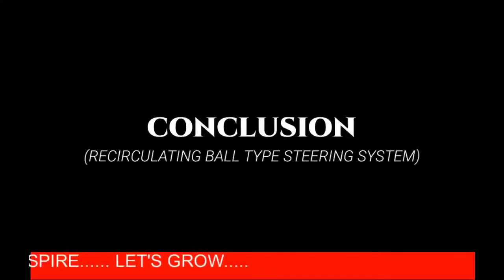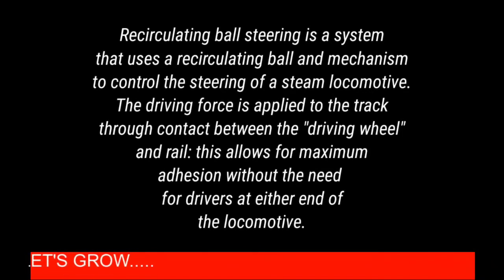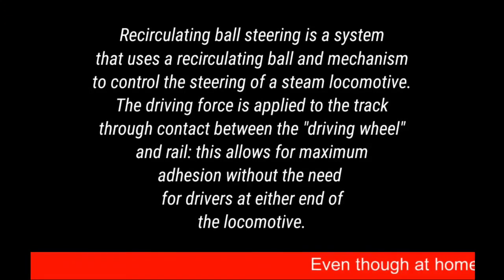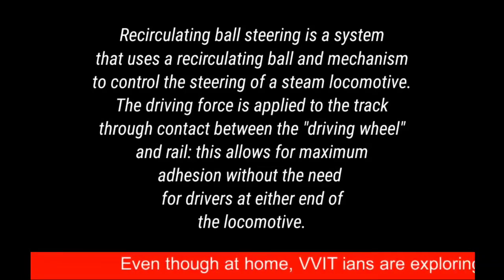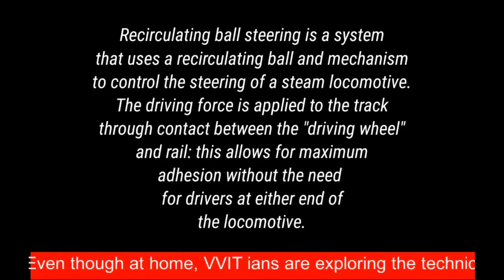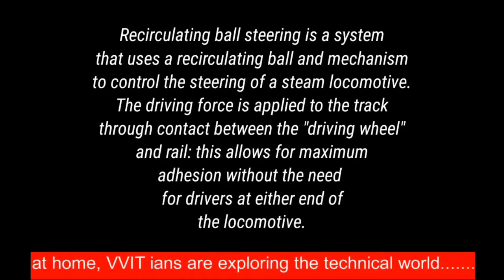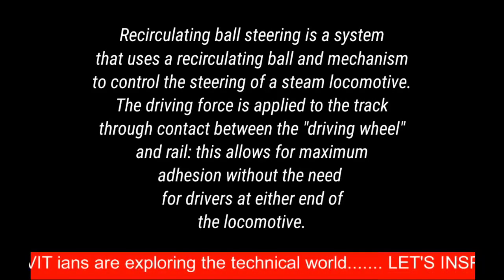Conclusion for recirculating ball type steering system. Recirculating ball steering system uses a circulating ball mechanism to control the steering of a steam locomotive. The driving force is applied to the track through contact between the driving wheel and rail. This allows for maximum adhesion without the need for drivers at either end of the locomotive.